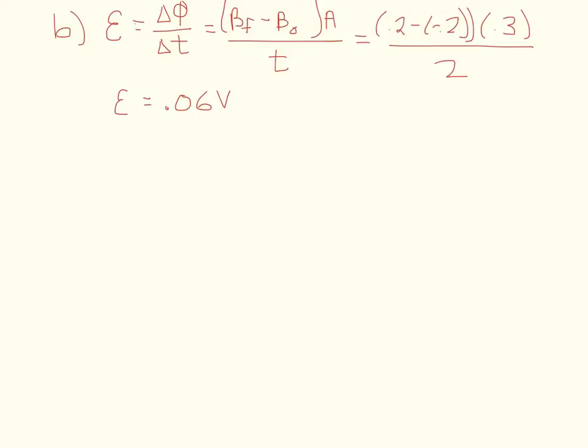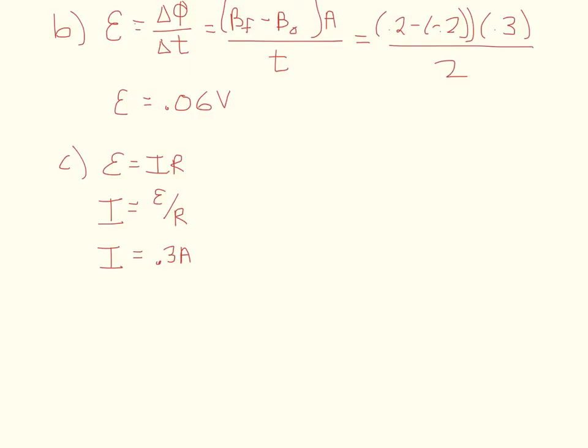So first of all, using Ohm's law, we find that EMF equals IR, so I equals the EMF divided by the resistance. For those first 2 seconds, we get a current magnitude of 0.3 amps. Now the next thing we need to do is figure out the direction of that current.